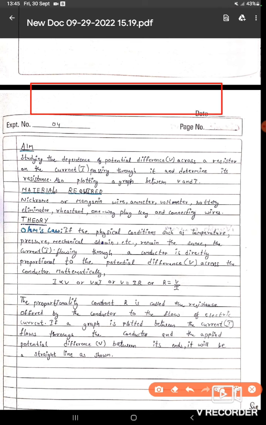The heading of the aim should be mentioned here, and you should maintain the date and the page number. It's clear: experiment four, like this, and this is the theory. Put a line gap here, and also one line gap here, and then Ohm's law. Take a line gap after Ohm's law, and now you describe the law.